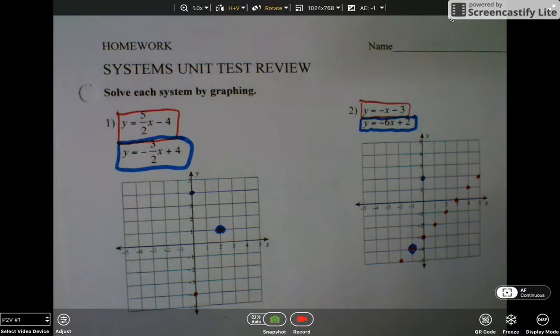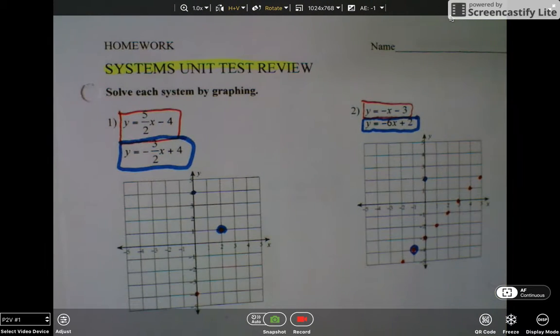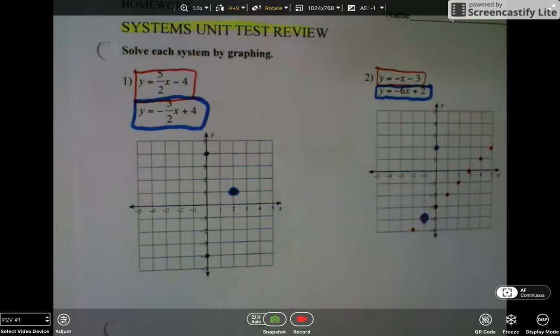All right, in this video, I'm going to go over the review for the unit test. The three different ways we learned how to solve systems was through graphing, substitution, and elimination. The first type was graphing.